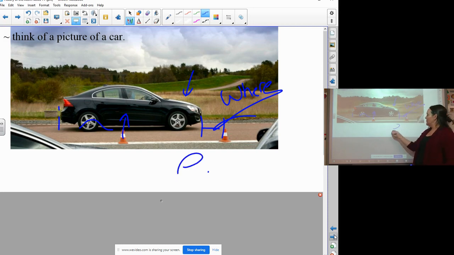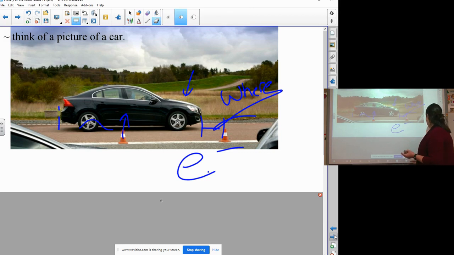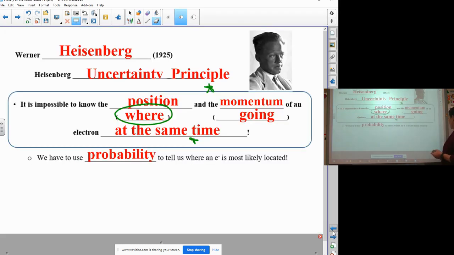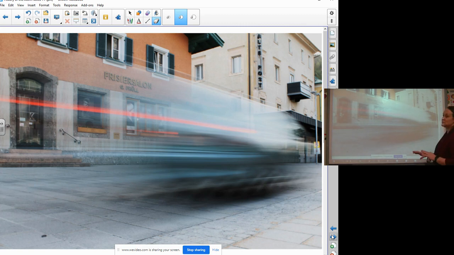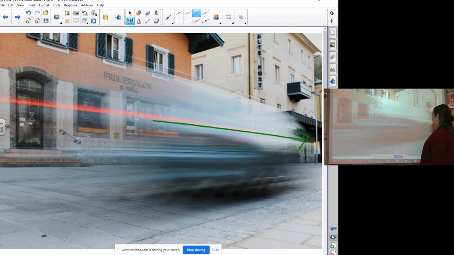So the idea is the same with an electron. We can take a look at an electron and say where it is, but once we know where it is, we don't know which direction it is going. On the opposite end, you can take a look at a zoomed, blurry picture, where the car has passed. So we know that the car is going in this direction. If you had some markers, like each of these is about a foot, and you know how long the camera was open, you could tell how fast it was going. So you could tell where it's going, but do you know exactly where that electron is?